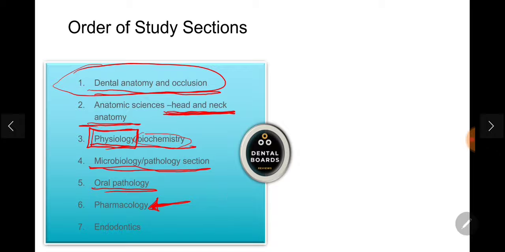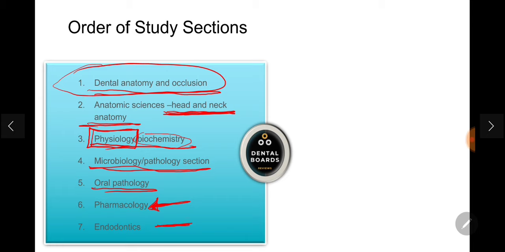Then it comes to how you learn about the lidocaine. You need to know the antibiotics, amoxicillin, clindamycin, right? The beta blockers, calcium channel blockers. So all these things you need to know. Then once you do that, then you learn about endodontics.